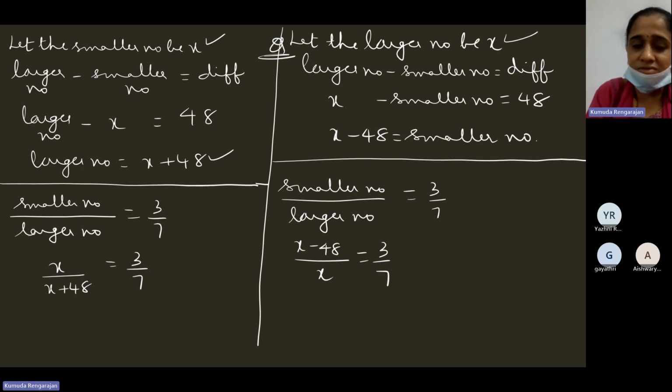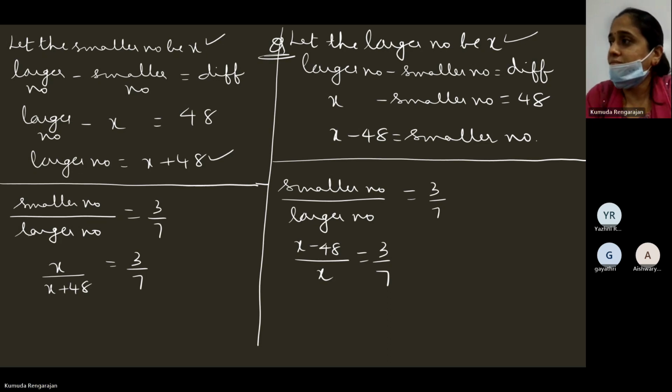But here it's given 3 by 7. So smaller number x by the larger number x plus 48 is equal to 3 by 7. You need to cross multiply and work this and find the value of x. Once you get x, you can get x plus 48.